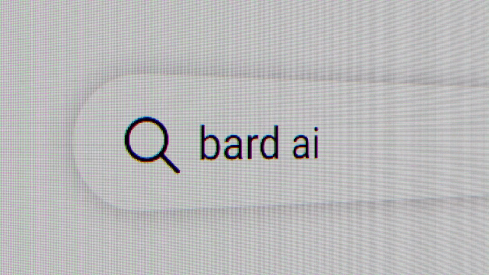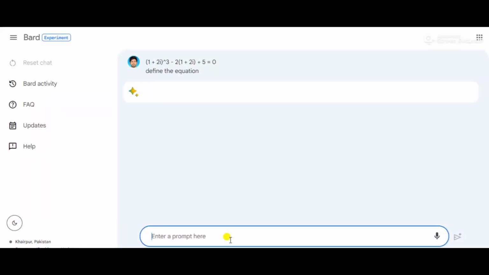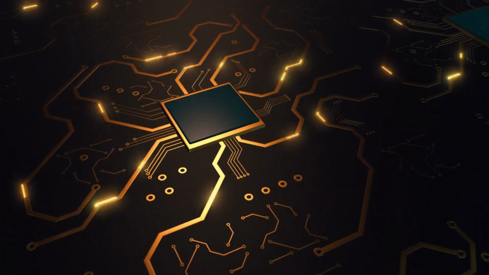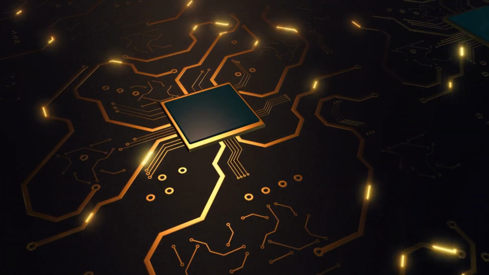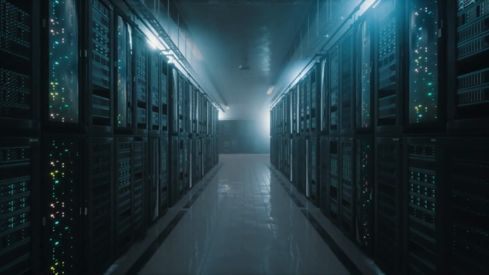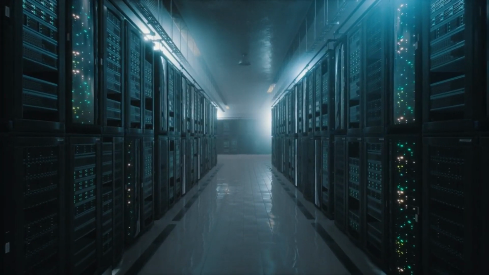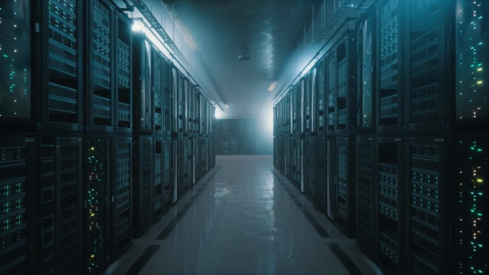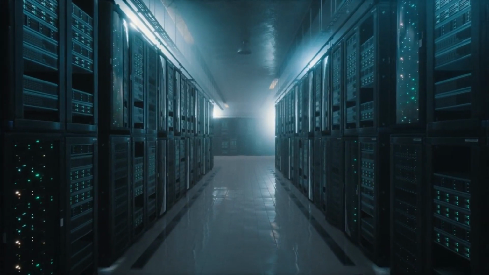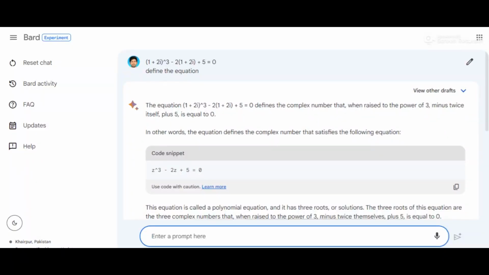How does Google Bard work? When you ask Bard a question, it uses its knowledge of the world and its understanding of language to find the best answer. It does this by searching through its massive database of text and code. If it finds an answer that matches your question, it will try to generate its own answer.